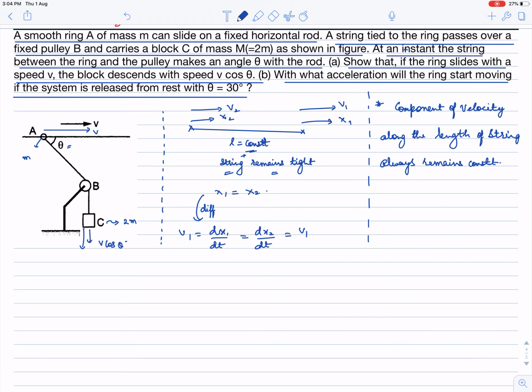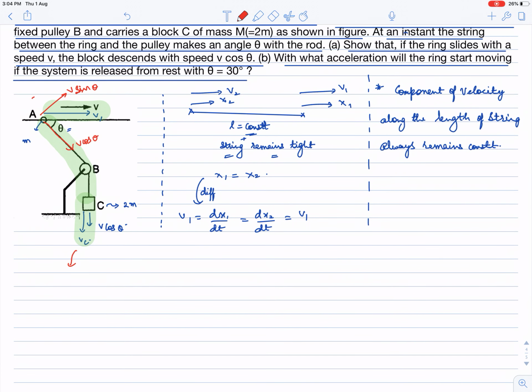Let's say the block goes down with vc and this moves forward with v. See, this is the string over here. So we need the component of velocity along the string. As you can see, vc is already along the string, but v is at an angle of theta. So we'll resolve v into two components. One is v cos theta, another is v sin theta, like this. Now as I stated above, the component of velocity along the length of the string remains constant. So vc must be equal to v cos theta. This is my equation number 1, or this is the first part which we needed to prove.